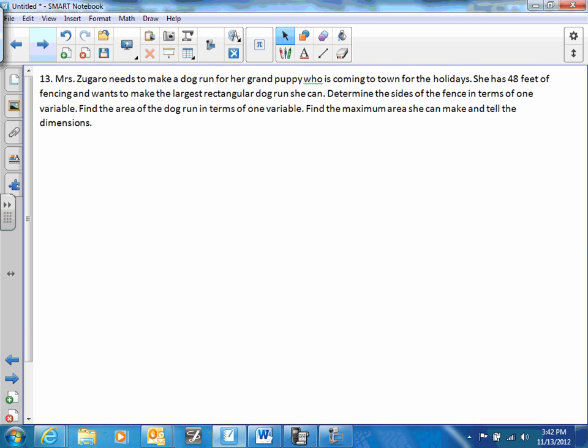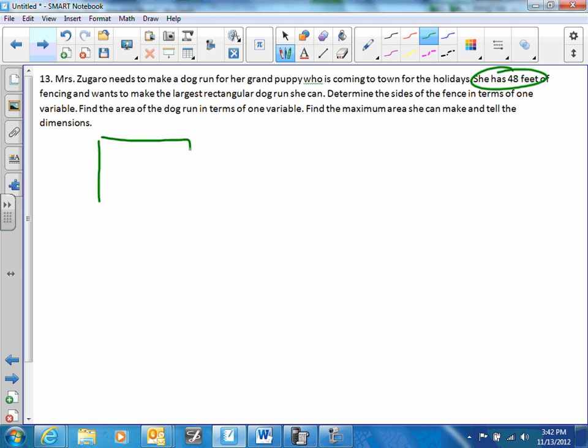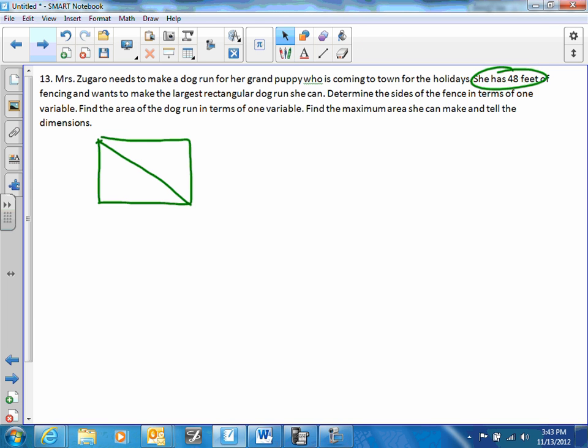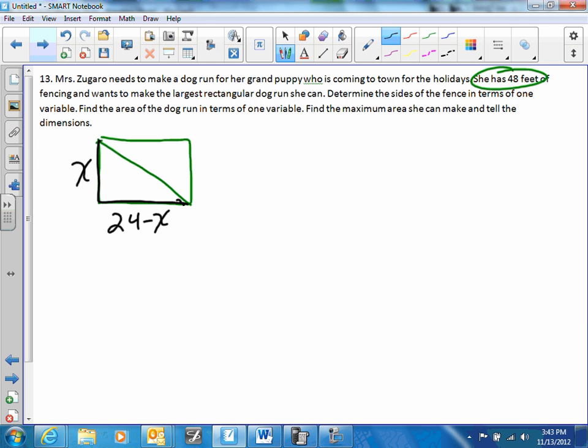Now, this one, Miss Zagara needs to make a dog run for her grandpuppy who has come to town for the holidays. She's only got 48 feet of fencing. That means if you build a rectangular yard, you're only going to have a perimeter of 48. Well, think about this. If I walk only from here to here, I've only used up 24 feet. So if this is x, and I have to walk 24 feet, then this side has to be 24 minus x, because it's 24 minus whatever you have already walked.